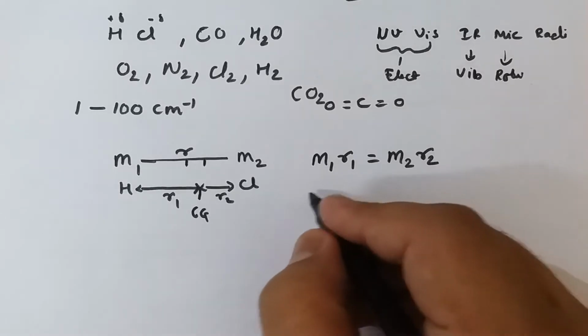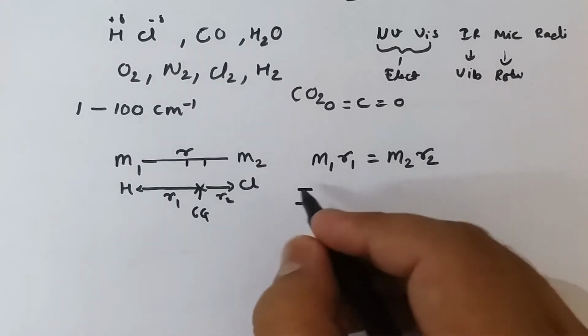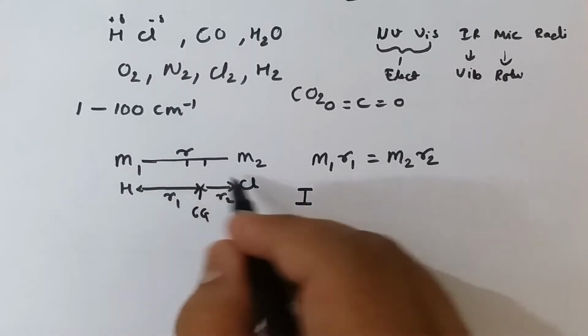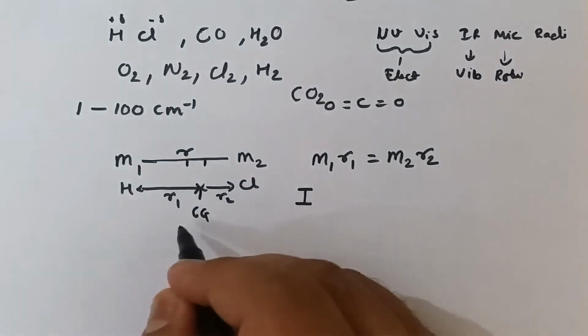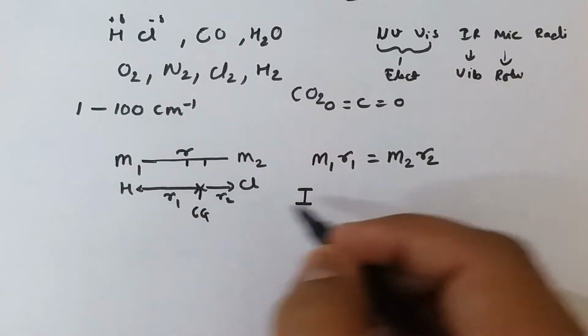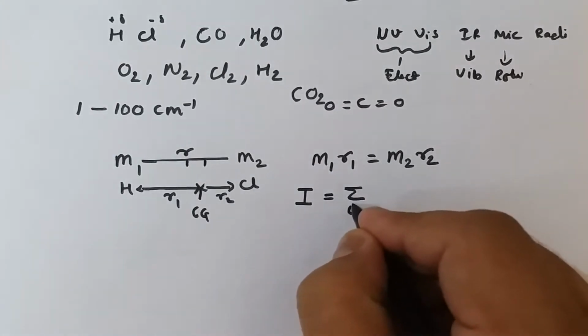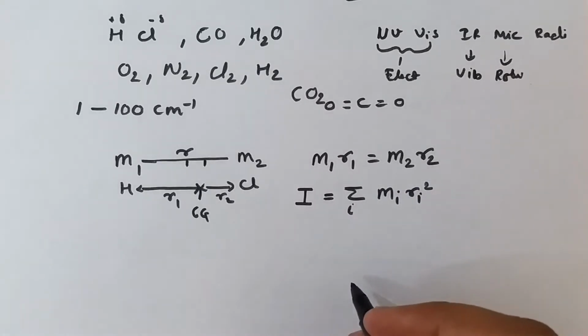Now the moment of inertia I for a rigid rotor. We are considering that our molecule is a rigid rotor and there is no change in the bond length taking place. So it is behaving as a rigid rotor, and the moment of inertia I, from physics we know, is the summation of mi ri square. So this is the moment of inertia.